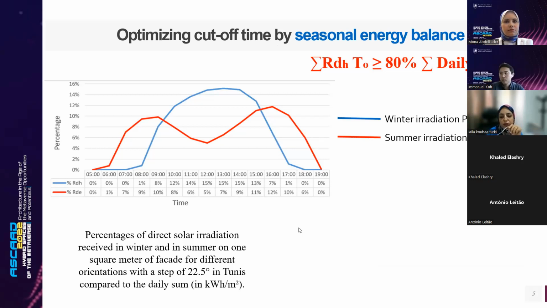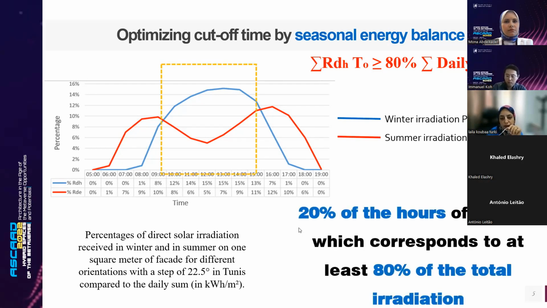We define for a given place the shading cut-off time by calculating the sum of the direct solar radiation in winter and the sum of them in summer from sunrise to sunset on different orientations of facades. We refer to the Pareto principle to define the retained time period, and we propose that the time period retained in winter be around 20% of the hours of the day, which corresponds to at least 80% of the total radiation.